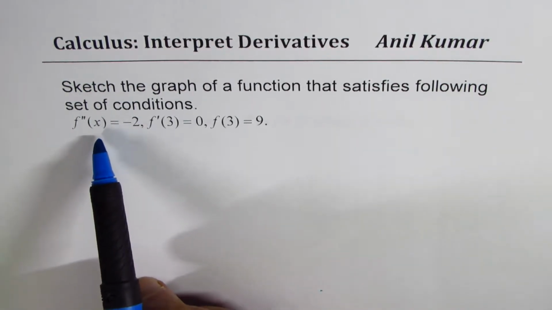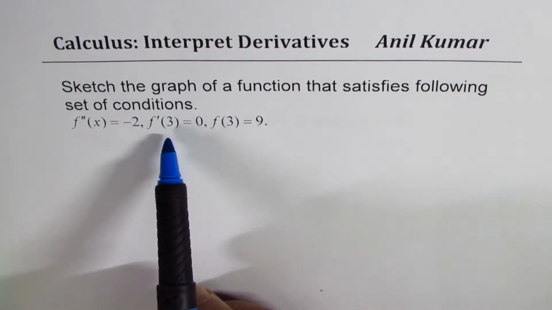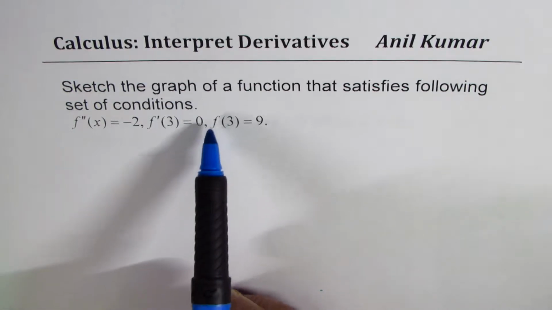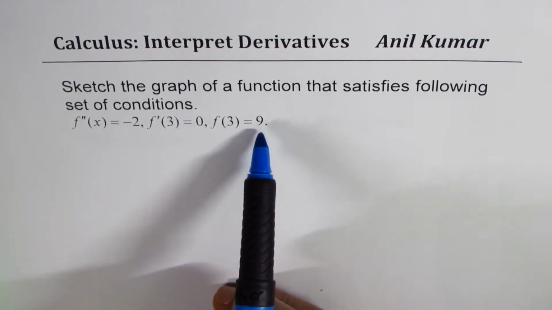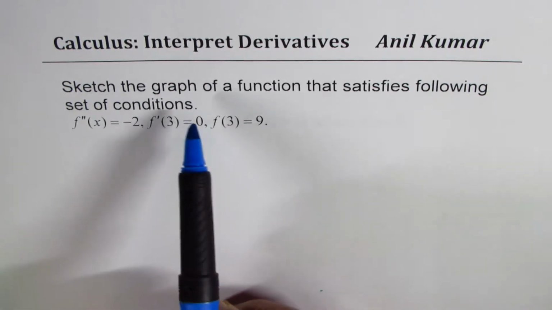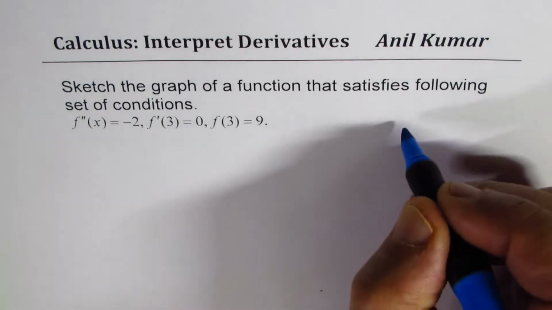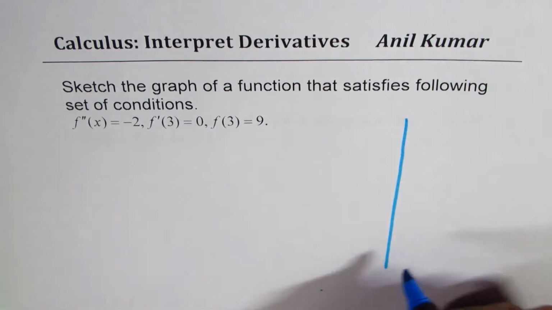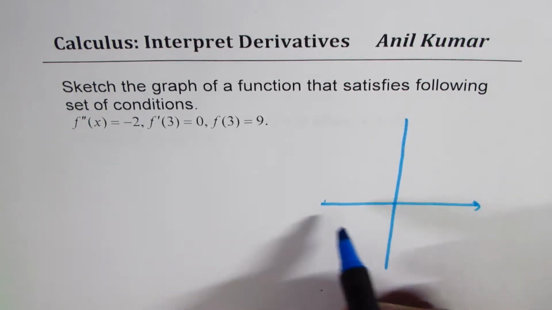Second derivative of the function is -2. First derivative at 3 is 0 and the value of the function f of 3 equals 9. That is the information given to you. You need to sketch the graph of this function, right? You can always pause the video, answer the question, and then look into my suggestions.